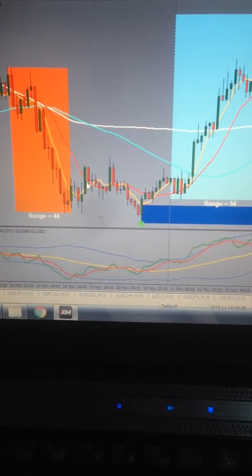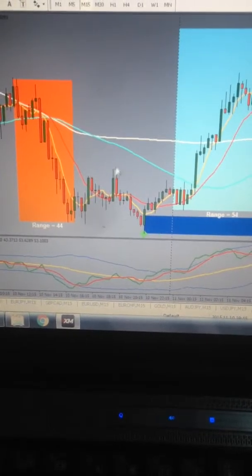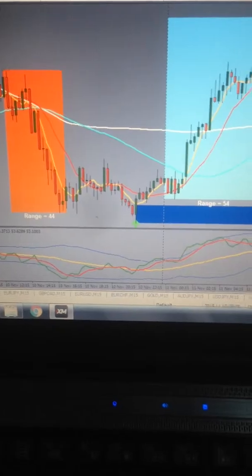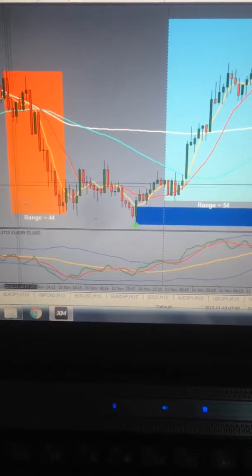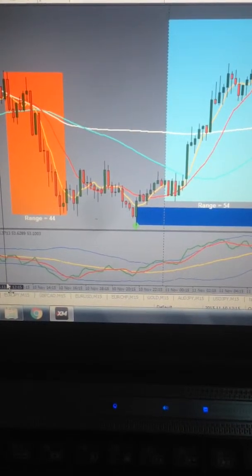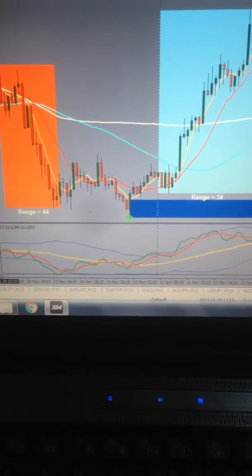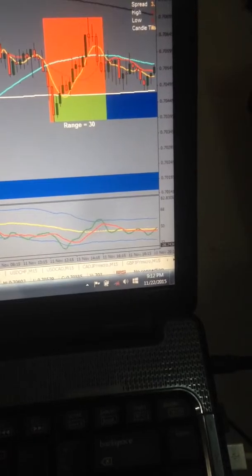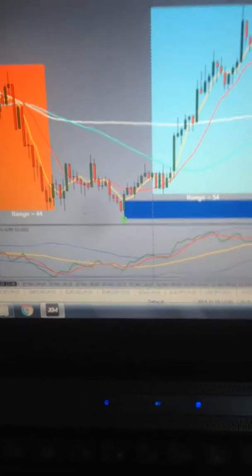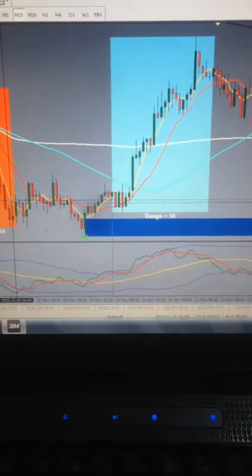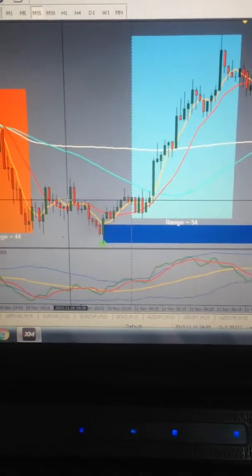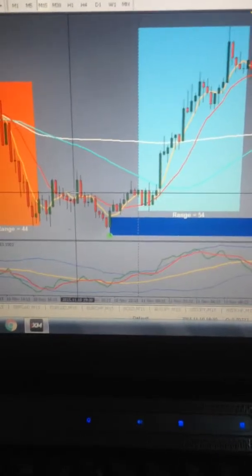Like as you can see right here, this is an M, no doubt, and right here the TDI was over exhausted. It was below the 32, and that's how you're going to know that it's over exhausted. And you can see the M came down. How many pips was that? Just about 7 to 8 pips.